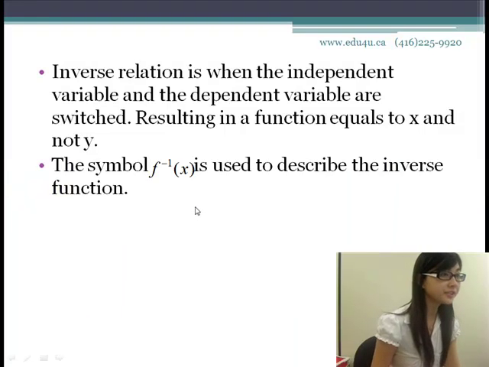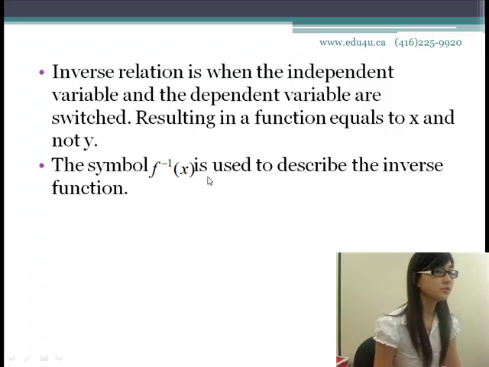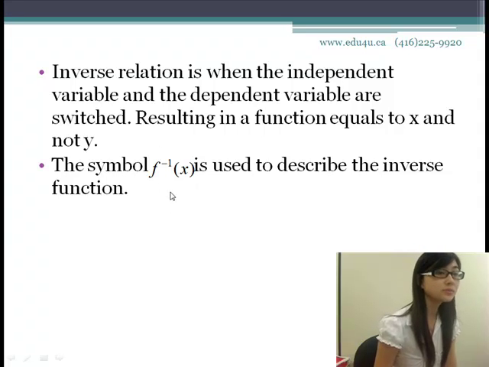I'll start out with the definition. An inverse relation is when the independent variable and the dependent variable are switched. So you switch x and y, resulting in a function that equals x rather than f of x. The symbol that is shown on the slide here is used to describe the inverse function.